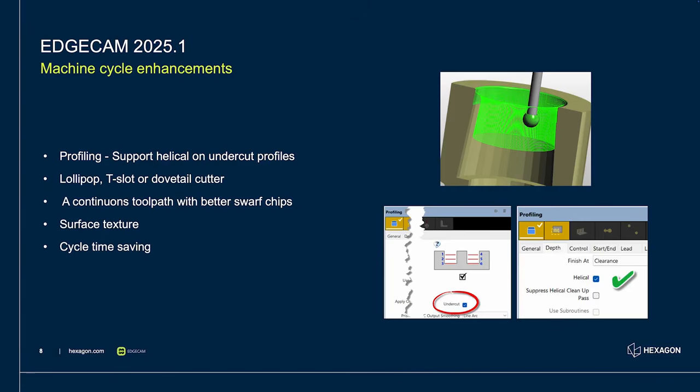You would be using one of those types of cutters, able to get through to an undercut, and I want to enjoy the benefit of helical. That is now completely doable in 2025.1. It gives us a better tool path. Your surface texture should be better as well, keeping the tool on cut better for the carbide, and there's a cycle time saving to be enjoyed because you're not leading in and leading out.